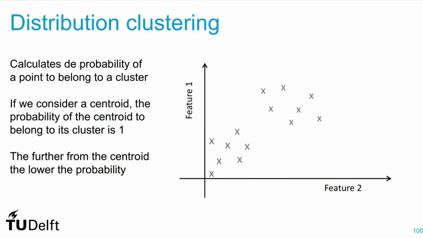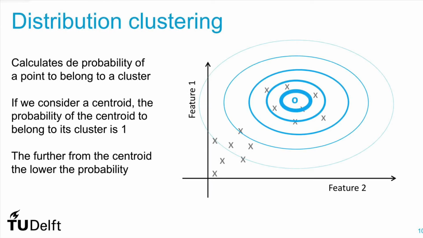Let's see now another family of clustering methods, the distribution clustering. It will calculate the probability of a point to belong to a cluster. That means that all the samples you have will belong to all the clusters, but with a different probability. If we consider a centroid, the probability of the centroid to belong to the cluster will be very high, probably 1 or 0.9. The farther away you are from the centroid, the lower the probability becomes.